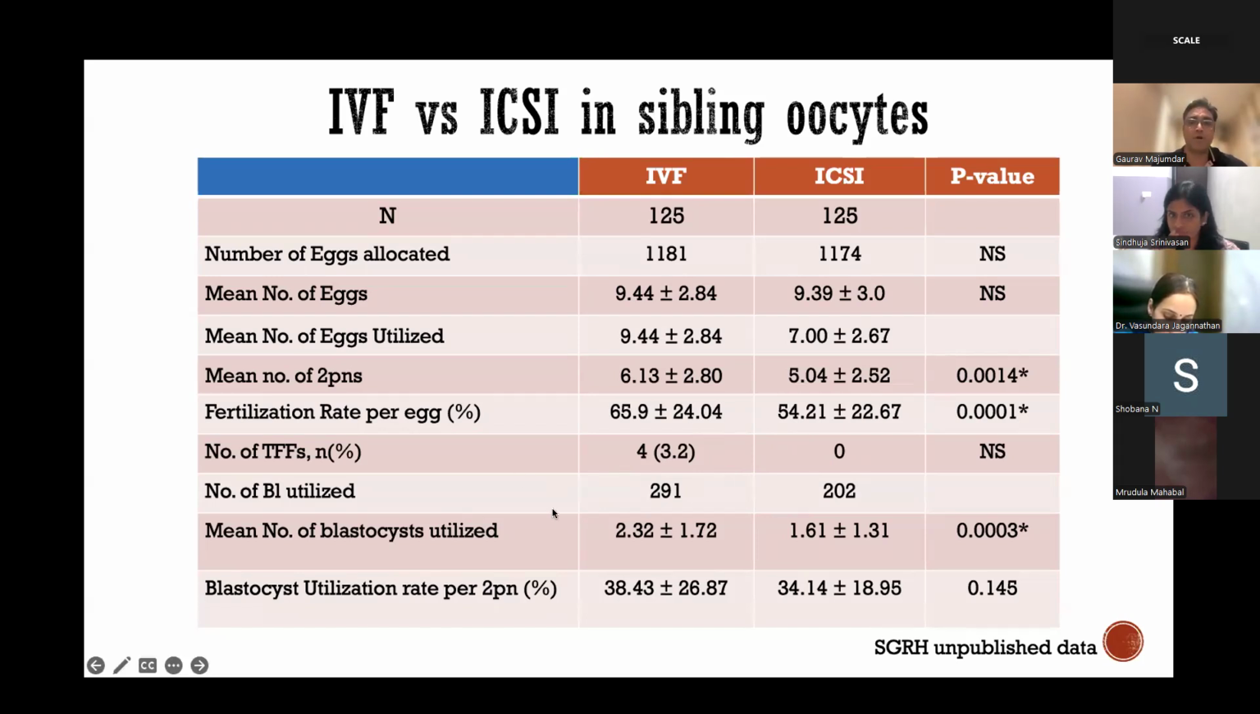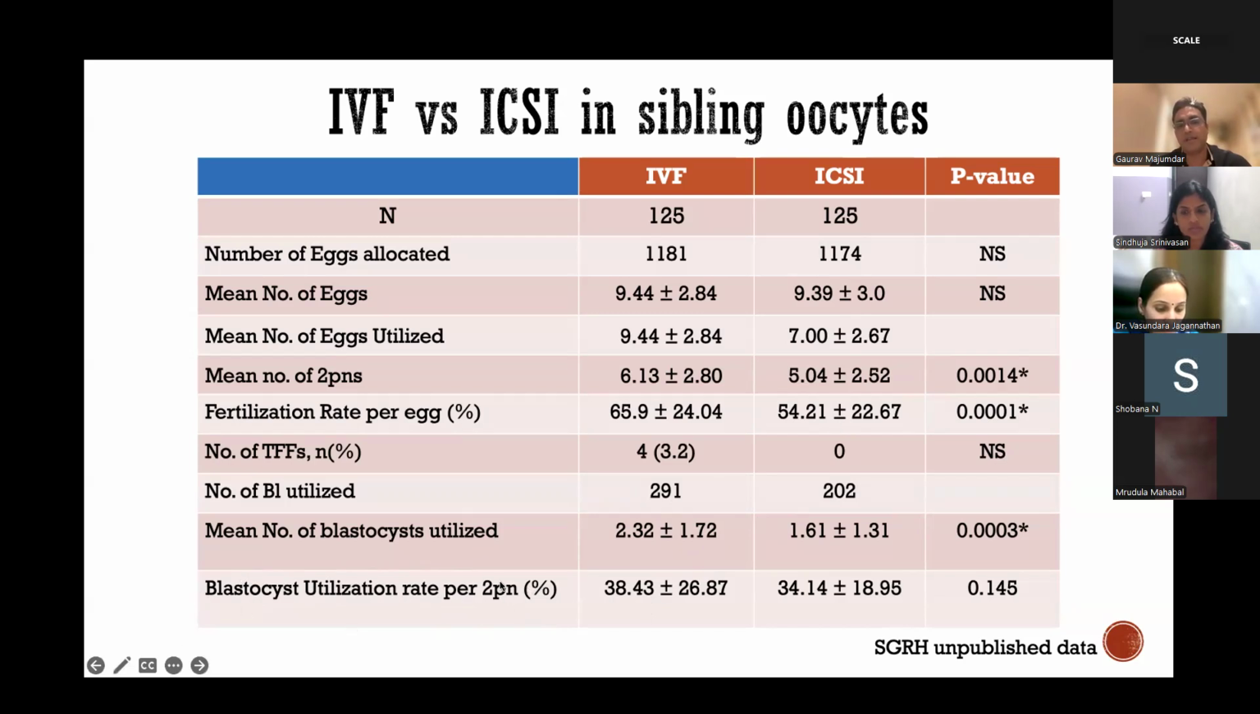But then let's move on to the next parameter, which is the number of good quality blastocysts which were generated, which could either be frozen or transferred. And see the number here, it was 291 versus 202, right? The mean number of blastocysts utilized was also found to be statistically higher in the IVF arm as opposed to the ICSI arm. Similarly, we calculated the blastocyst utilization rate per 2PN, which was trending to be higher, right?